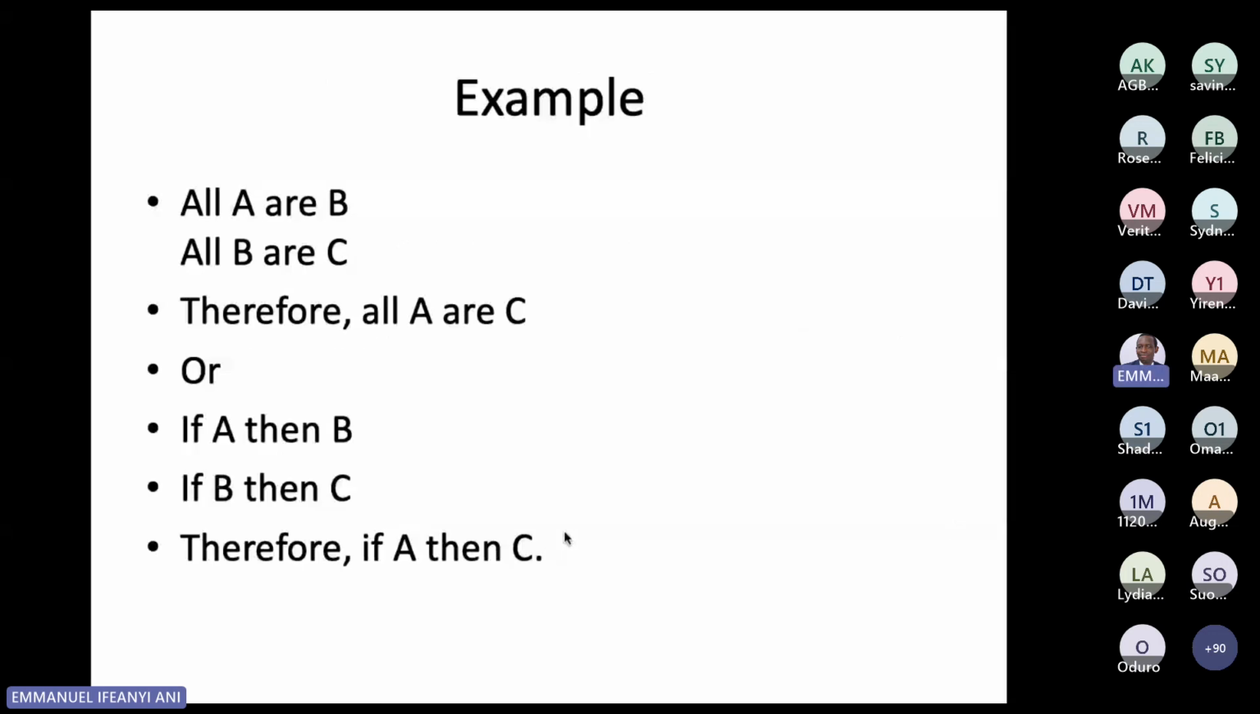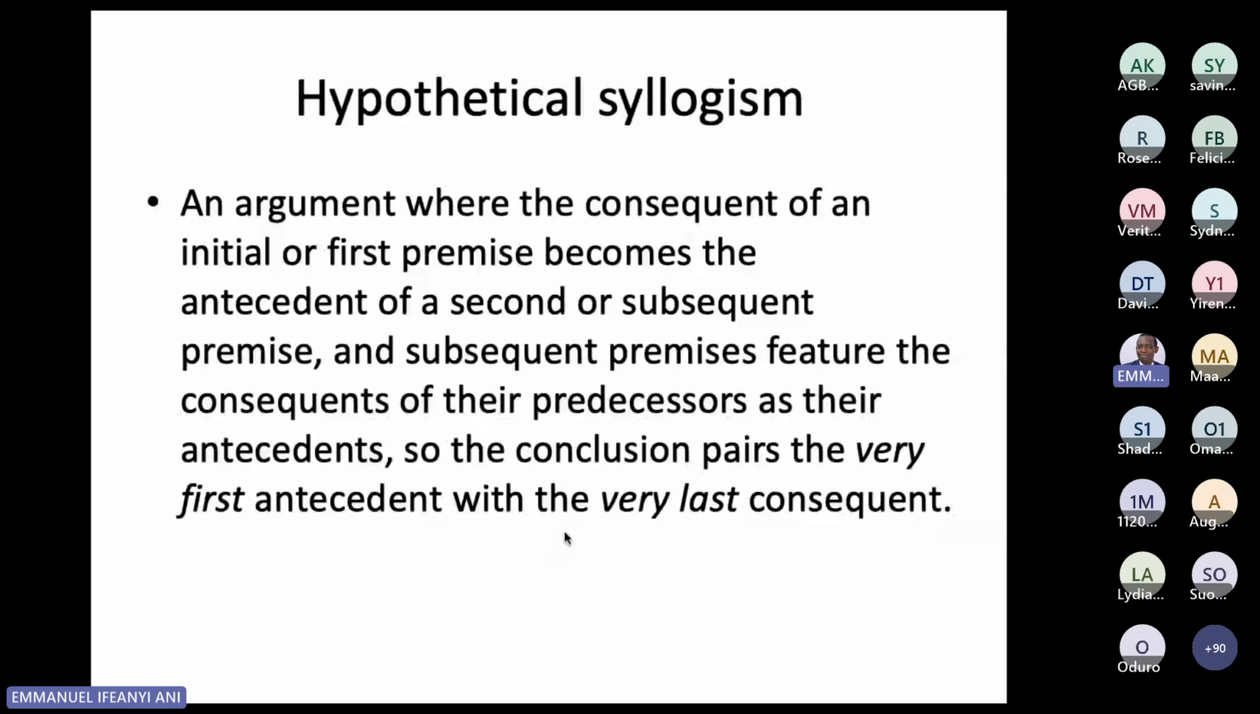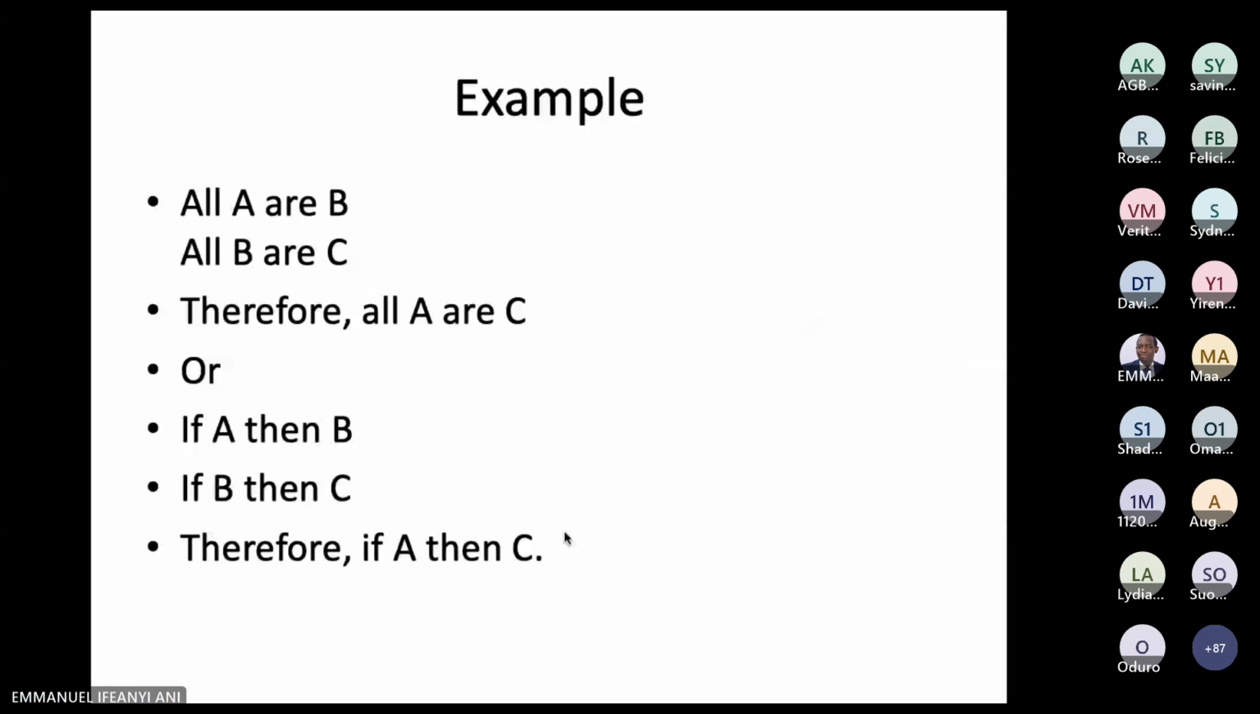All A are B, all B are C. So you can see that the consequent of the first premise has become the antecedent of the next one. That's how you know a hypothetical syllogism. All A are B, all B are C. You can also say all C are D, all D are E, all E are F. That's the technicality of a hypothetical syllogism. The consequent of any premise becomes the antecedent of the next premise.